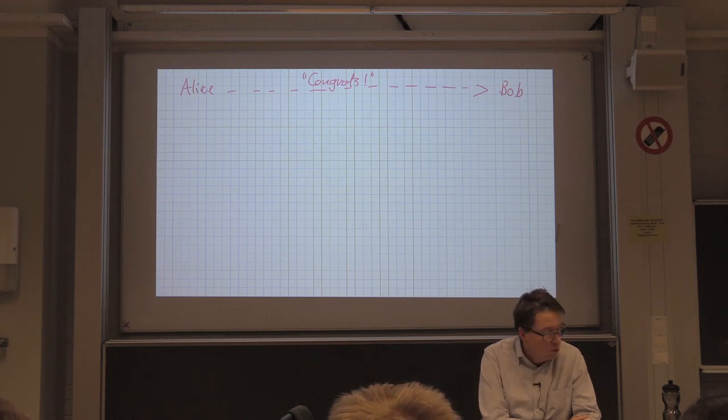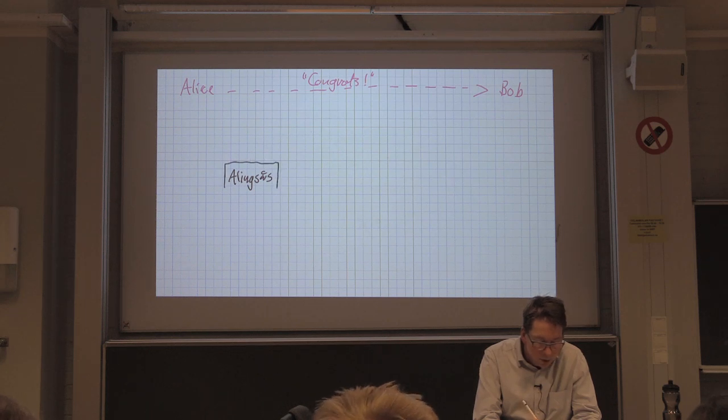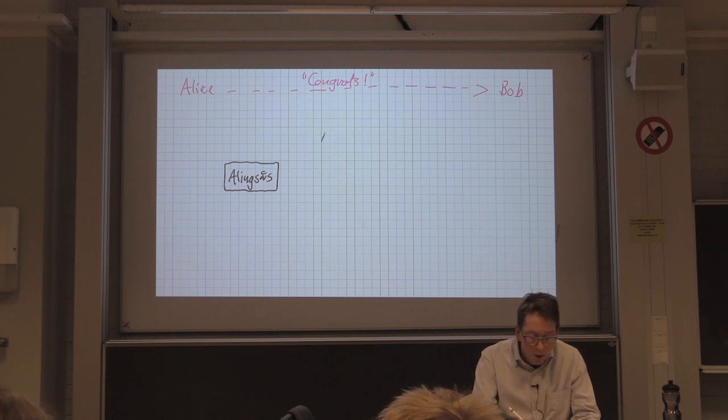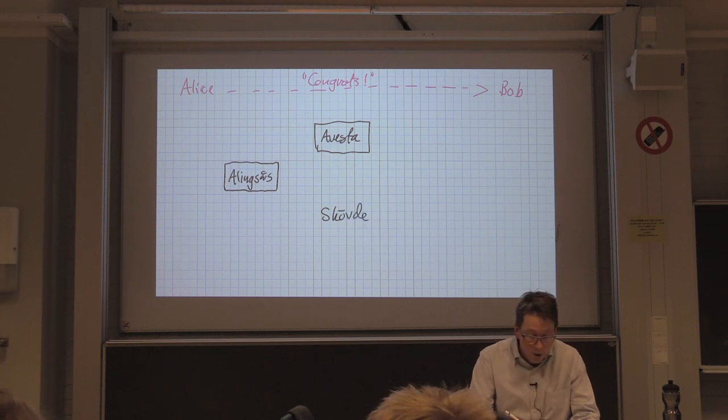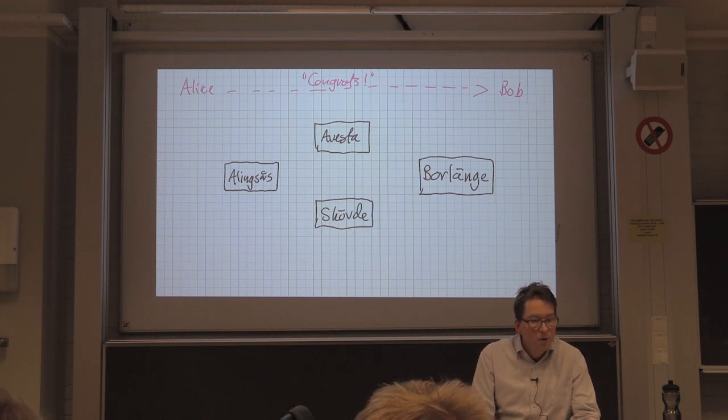But Alice lives in Alingsås and Bob lives in Borlänge, so it's quite far between these two places. So in Alingsås, there is a telegraph station like this. So it's a house of some sort. And this telegraph station is connected then through other stations, one in Avesta here. Another station, one in Skövde. I have no idea if this is really the topology, but you know, let's pretend. And then we have Borlänge here. Okay, so here we have four telegraph stations and they are interconnected.